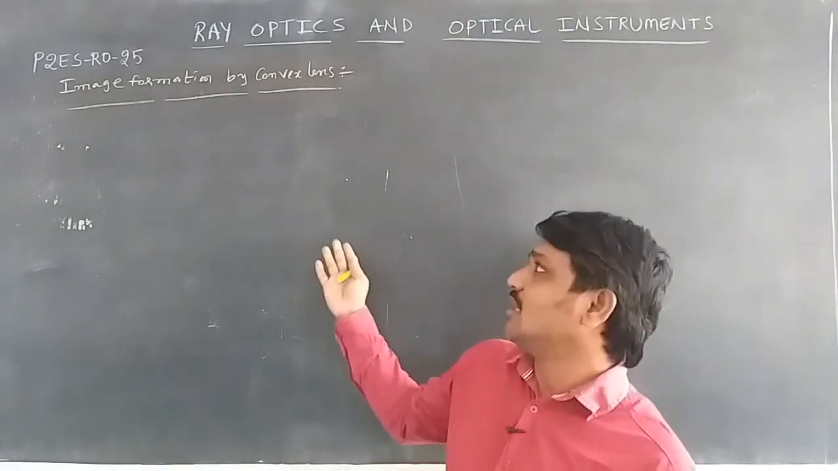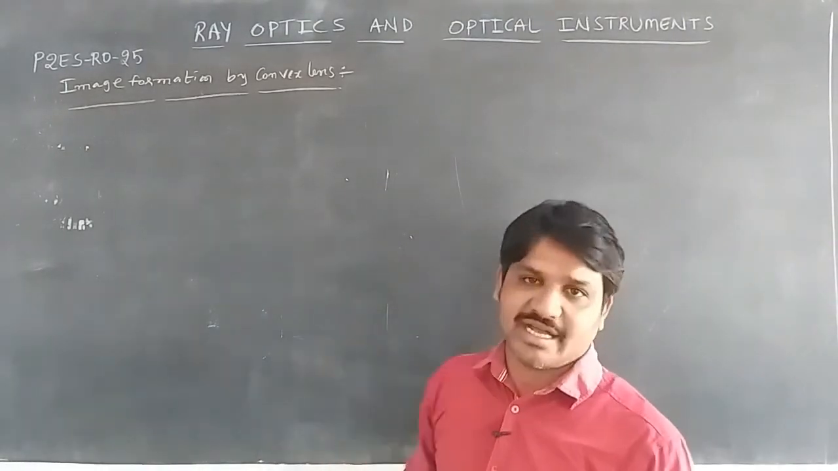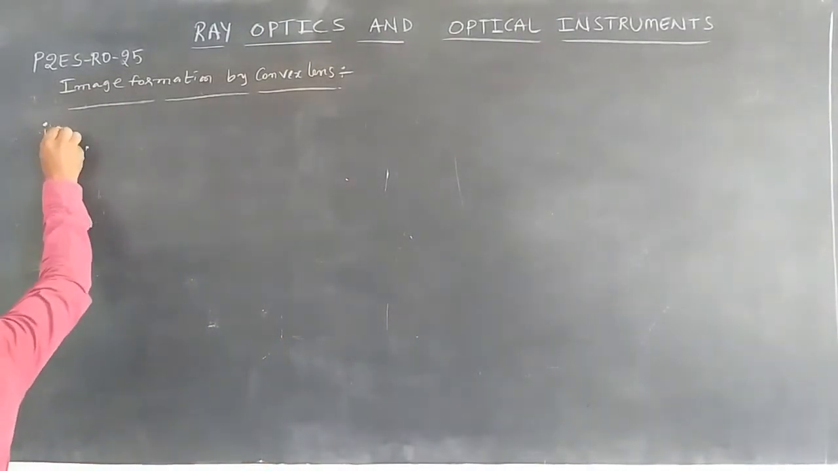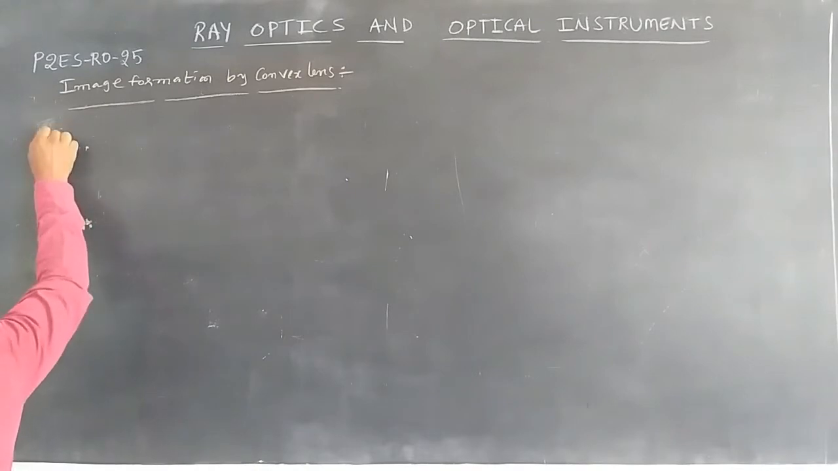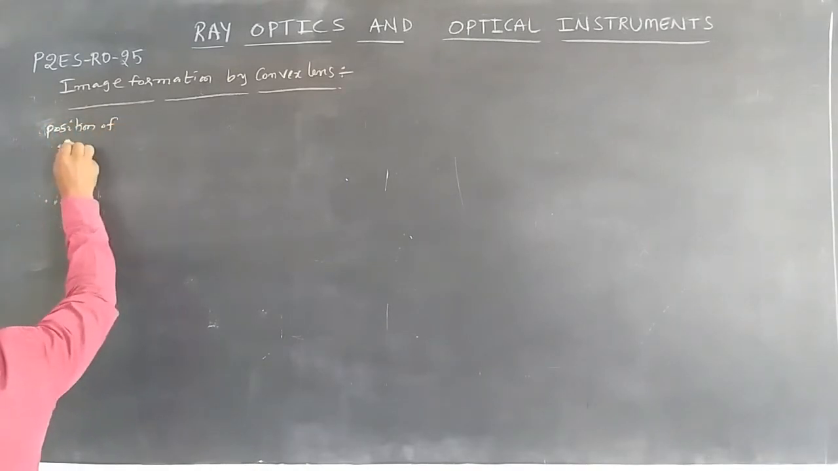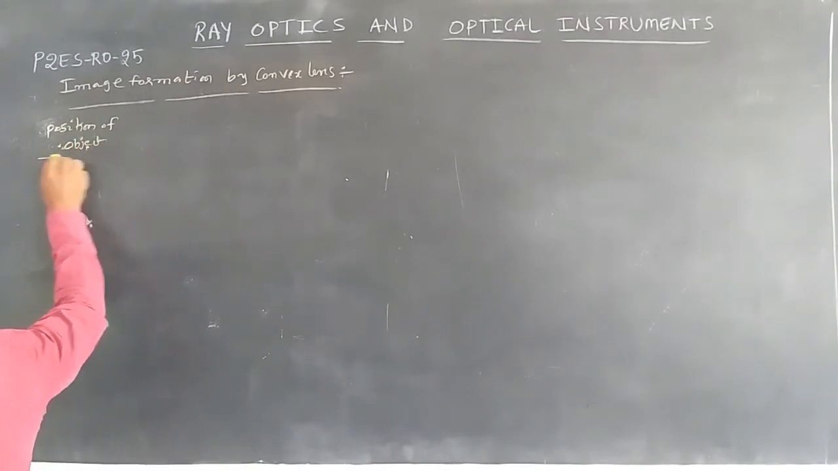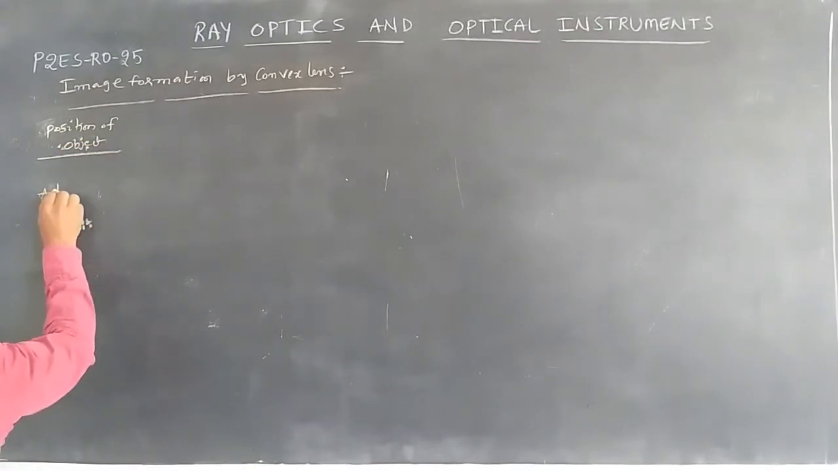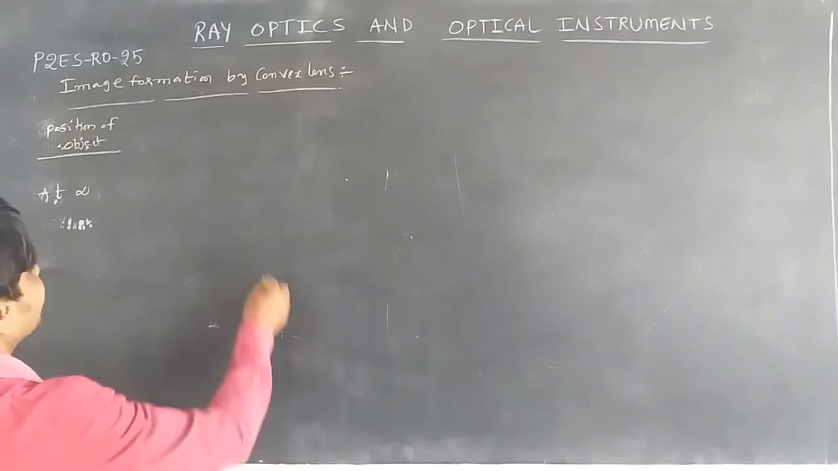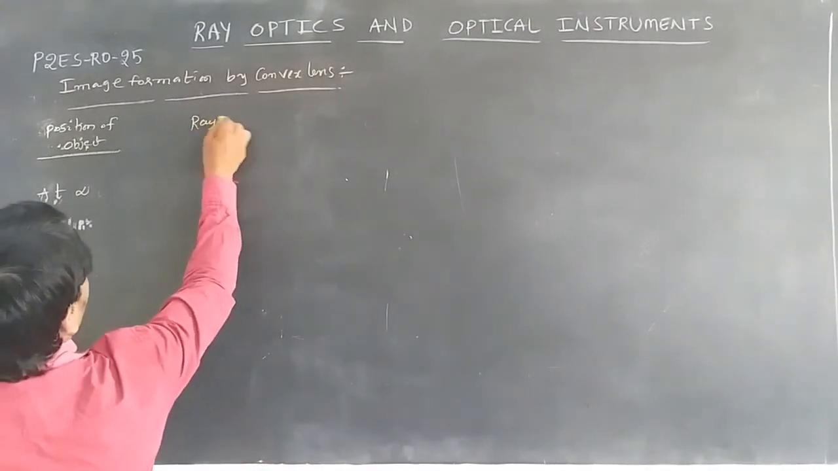Let us know about the ray diagram also. First of all, the position of the object. If the object is placed at infinity, what is the ray diagram? We will discuss it.